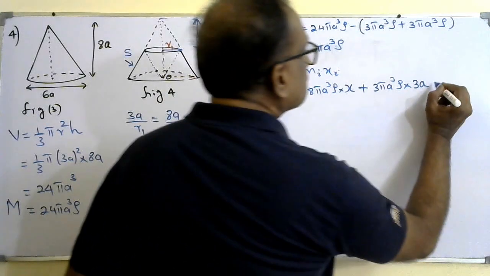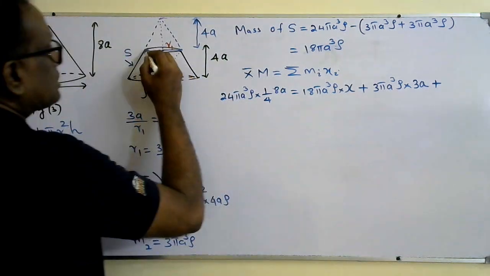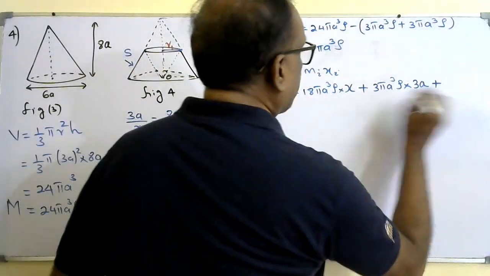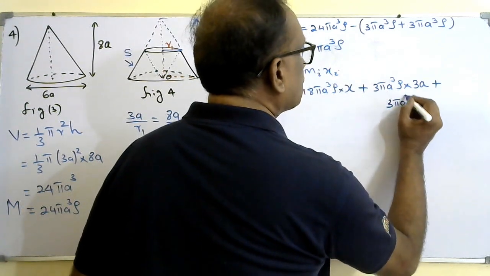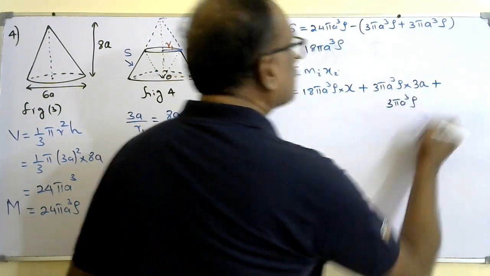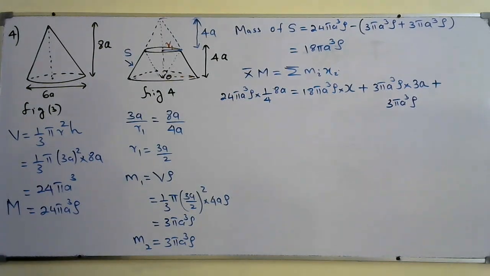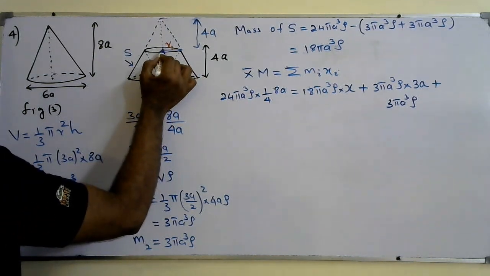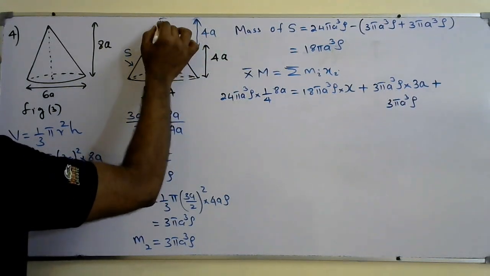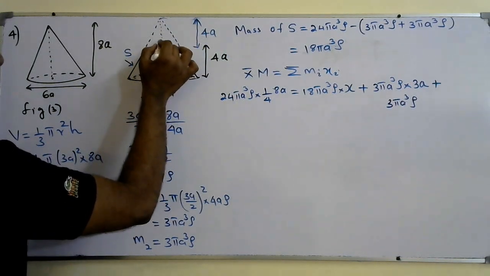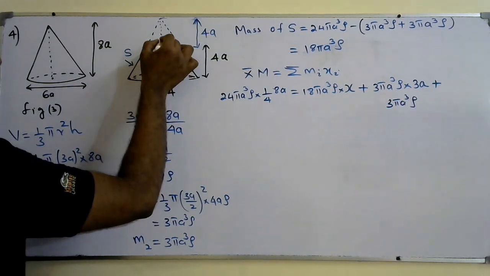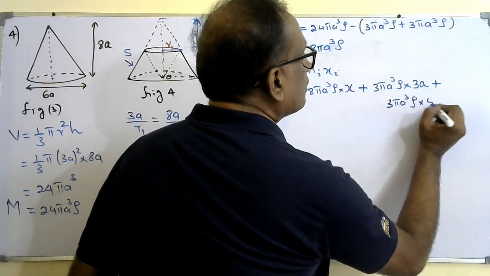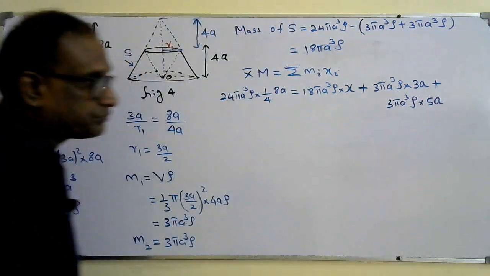Plus, for this cone, its mass is also 3 pi a cube rho, and its center of mass from the base of that cone is 1/4 of its height. So this height is 4a, 1/4 of 4a is a, plus 4a, 5a, into 5a.